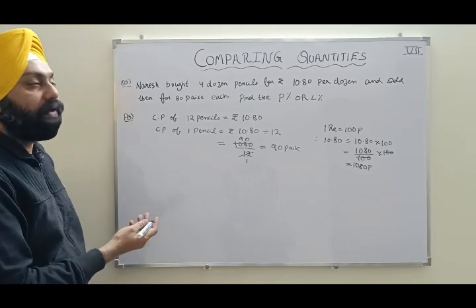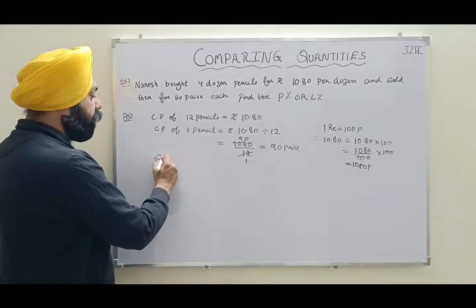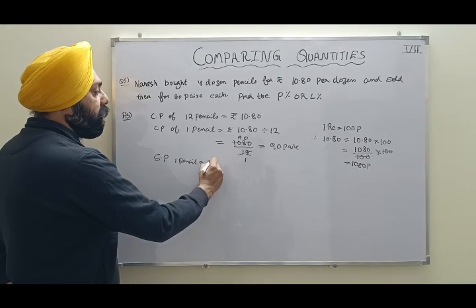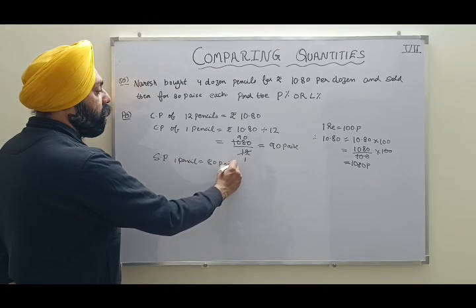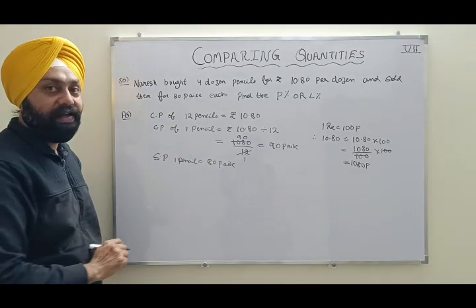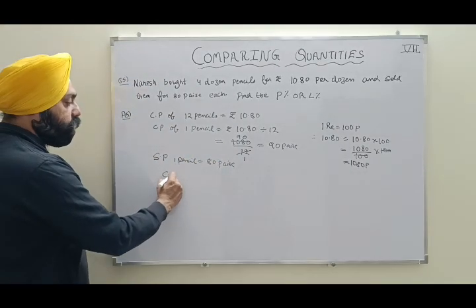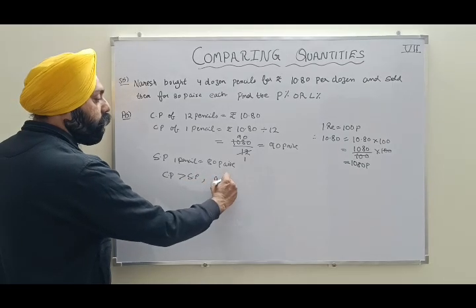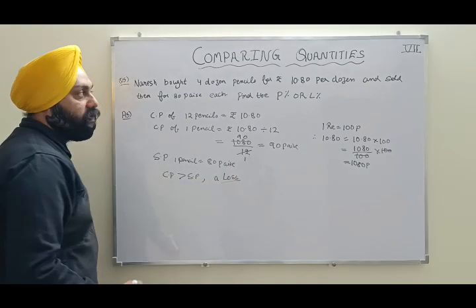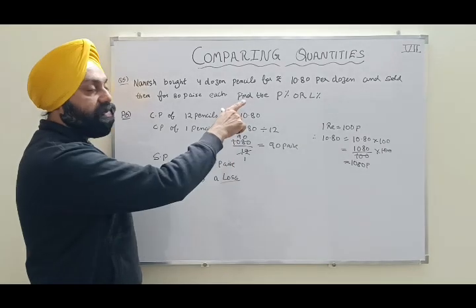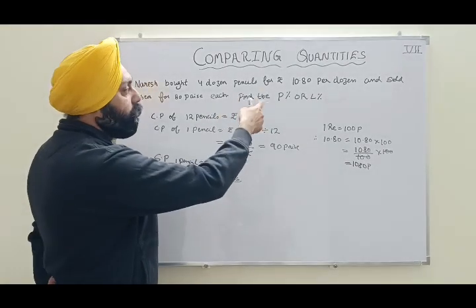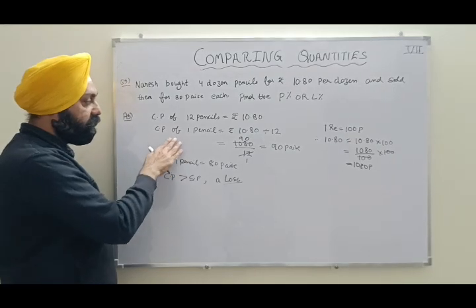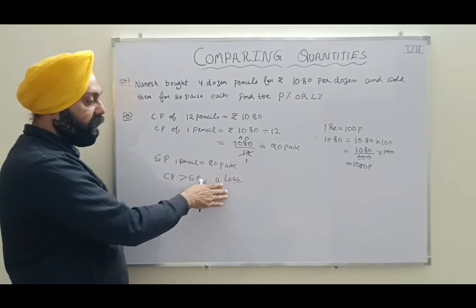Now you can compare: the selling price of one pencil is 80 paise, whereas the cost price is 90 paise. It means that cost price is greater than selling price, therefore we have a loss. So in this question it was not clearly mentioned whether we are having profit or loss, that we have to find ourselves. So by comparing cost price and selling price, we found out that there is a loss.